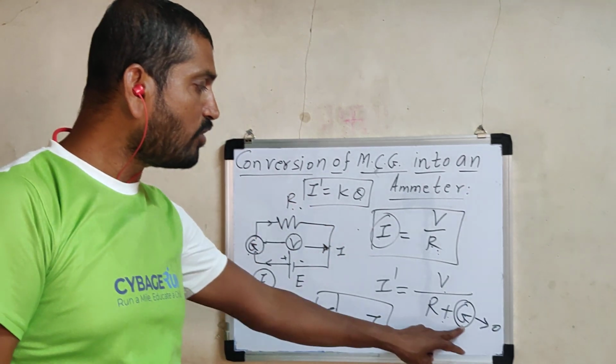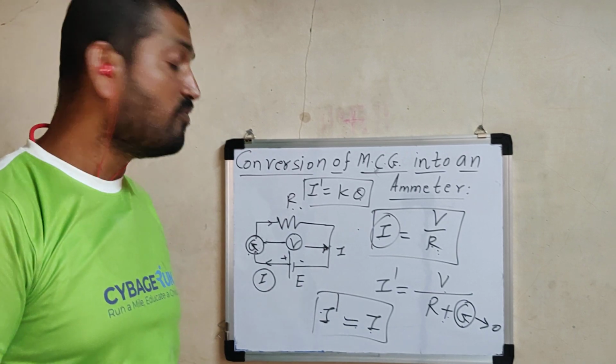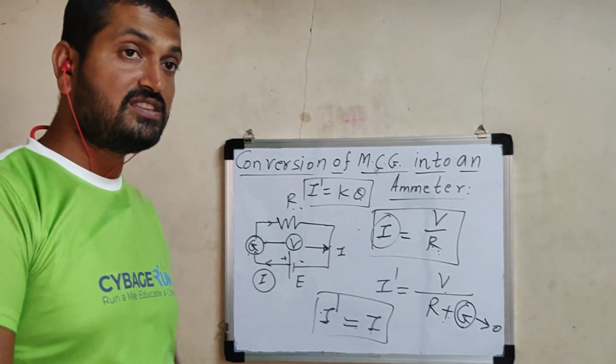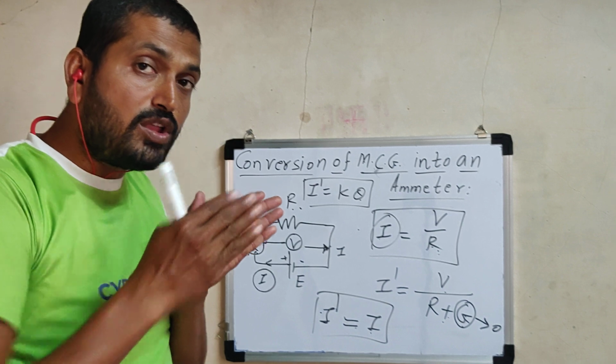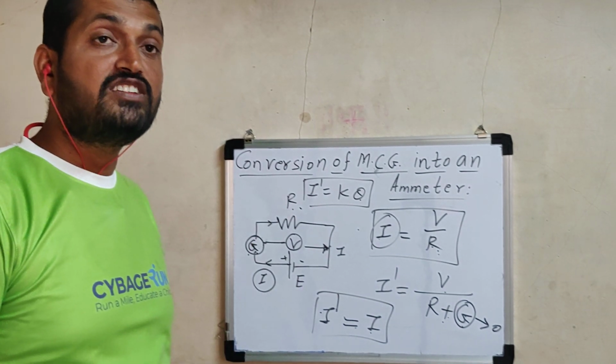So is it possible to reduce G? Yes. There is one arrangement by which the resistance of this galvanometer is made very small, almost 0, and such an arrangement is called shunting.